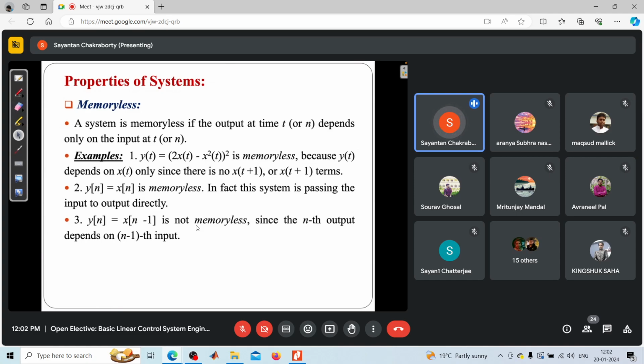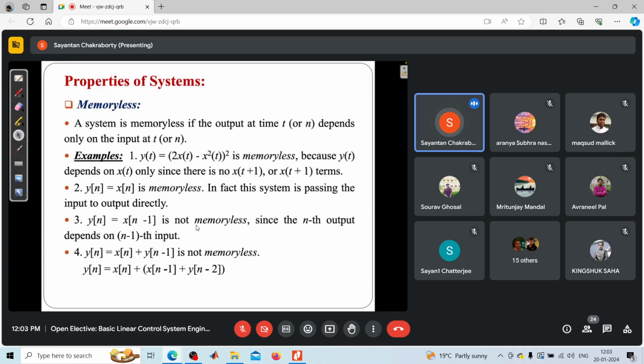Just like a flip flop has a memory, a delay flip flop has a memory. Similarly, this is also not memoryless because y[n], the output at the nth instant, is a function of the input as well as the output at the previous instant. It's a sequential system. It's an example of a sequential system.